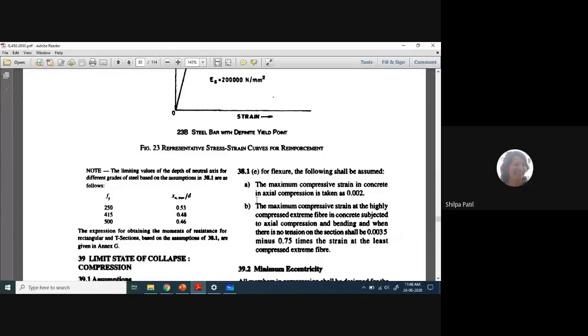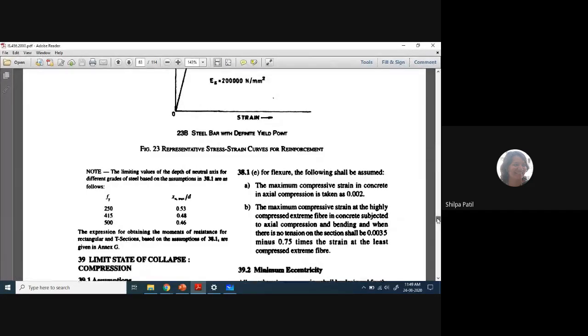Yes, ma'am. Okay, now there is one more sentence written below this small table. The expression for obtaining the moments of resistance for rectangular and T sections based on the assumptions of 38.1 are given in Annex G. So whatever formulas we derived just 5 minutes earlier for the under reinforced section, the XU value and the MUR expression, are all given in Annex G. So let us go to Annex G now in your code.